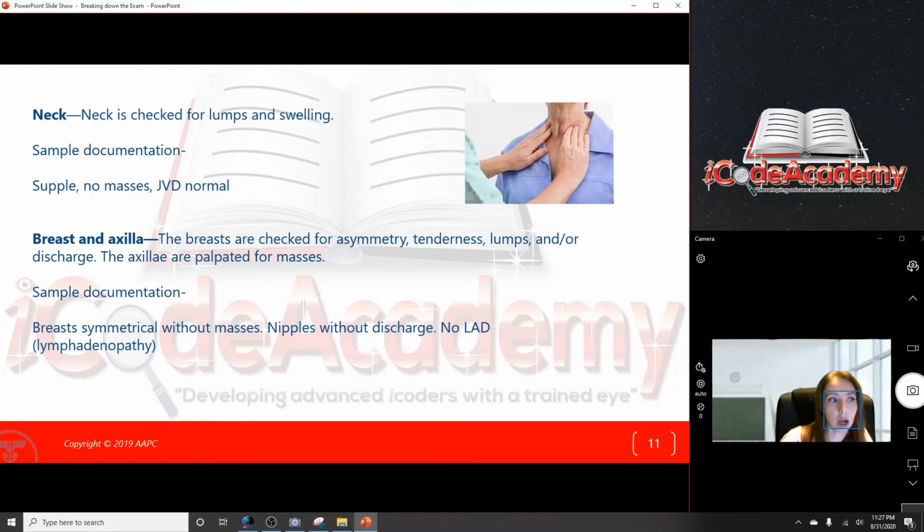Next body area we're going to talk about is the chest and breast region. Providers may again be checking for tenderness, lumps, noting if there's any masses or discharge present.